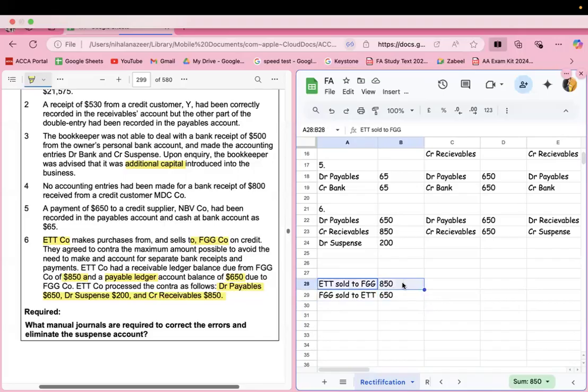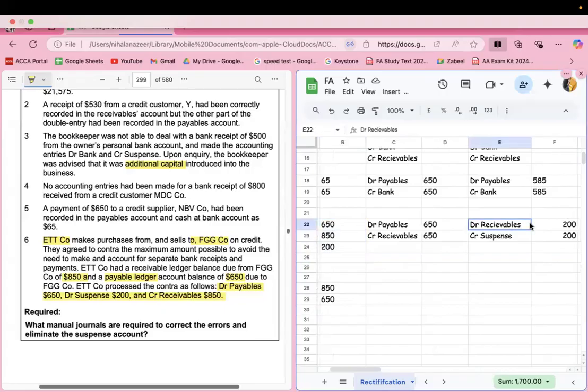Understood? Clear? So this is the correct entry. This is the wrong entry. Clear? And the rectification entry is this one.